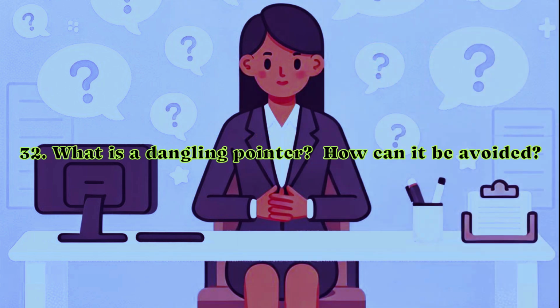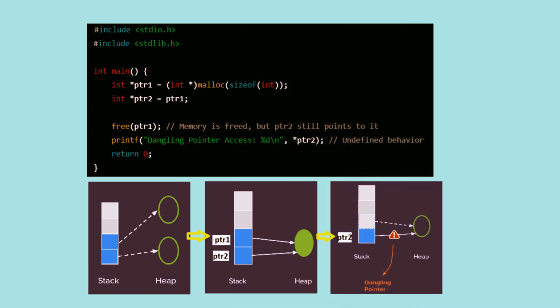32. What is a dangling pointer? How can it be avoided? A dangling pointer is a pointer that points to a memory location that has already been freed or deallocated. The pointer itself still holds the address of that memory, but accessing or modifying the memory through the pointer leads to undefined behavior because the memory is no longer valid.